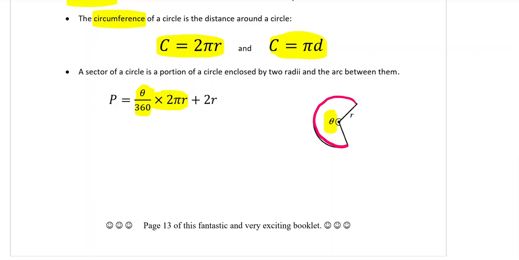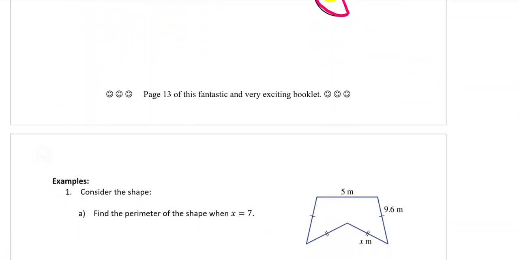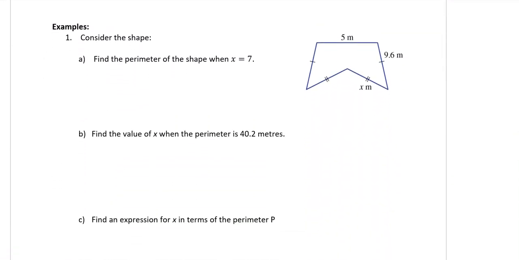To close in the whole shape, you then need to add on the 2 extra straight sides here. So we have the plus 2r on the end. So that is your formula for the perimeter of a sector. Okay, let's do some questions. Question number 1.